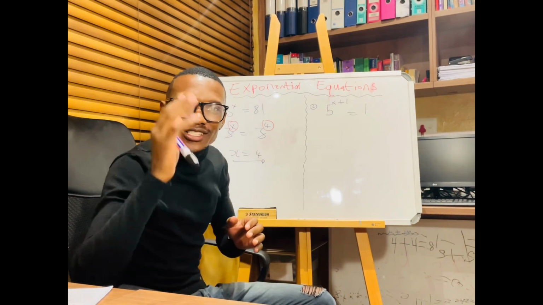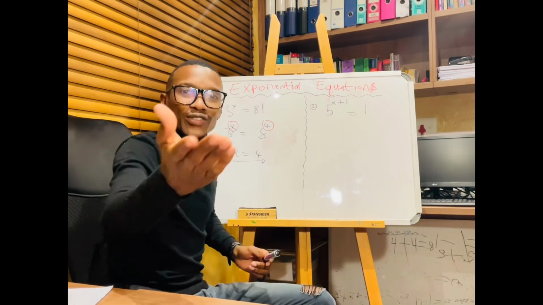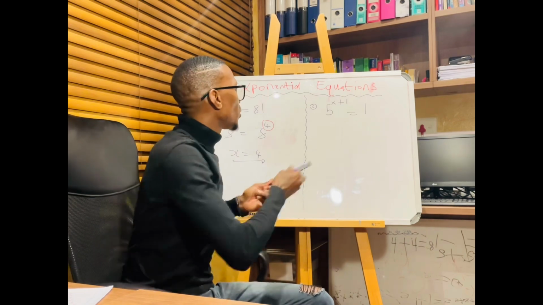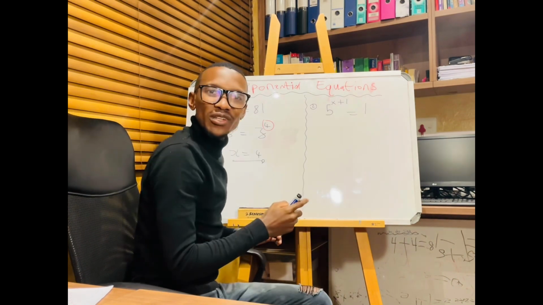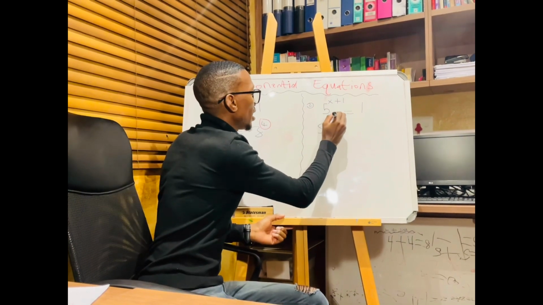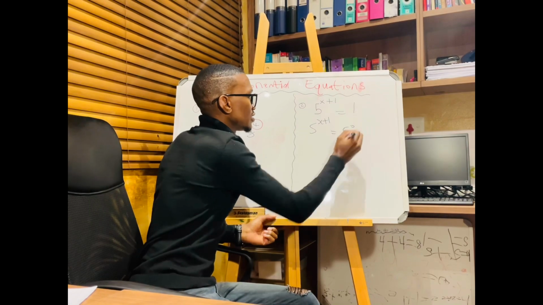Any number to the power 0 is 1. Even if you take a calculator and put any number to the power 0, it's going to give you 1. So I can change this into the exponential form of 5. I'm going to say 5 to the power x plus 1 equals 5 to the power 0.